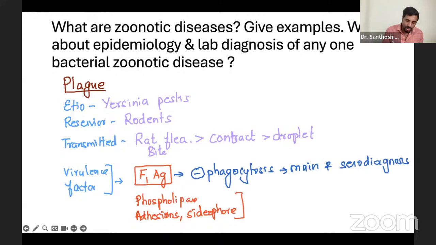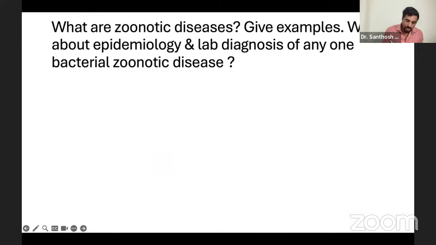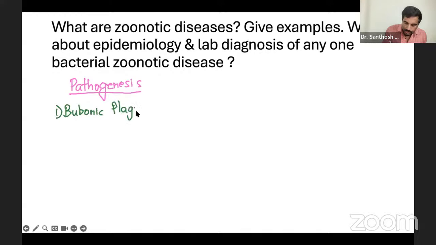Now the pathogenesis part. You know that once Yersinia pestis enters the body, it can cause three types of plague. So the first one is your bubonic plague. Second one is your pulmonary.